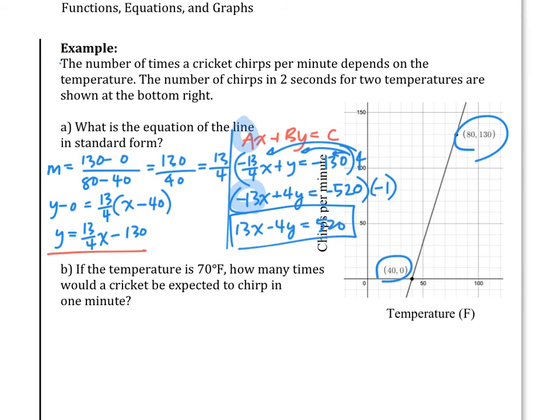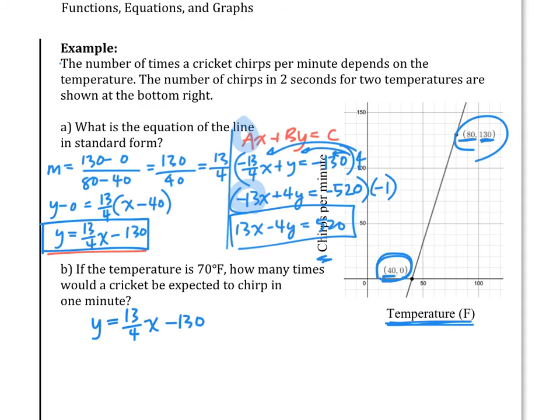All right, let's look at the question again. So in this graph here, we see that this is temperature on the bottom, and then on the side we have chirps per minute. So basically what it means is when it's 40 degrees, there are no chirps. When it's 80 degrees, there is 130 chirps per minute. So let's look at our y equals mx plus b form. So y equals 13 over 4x minus 130.